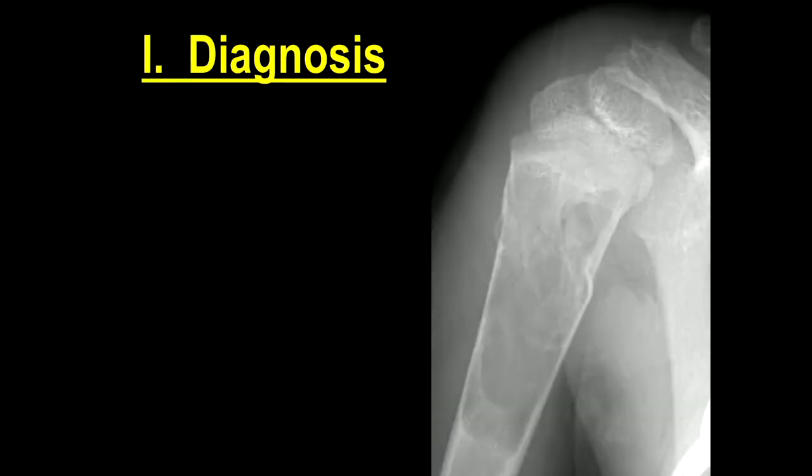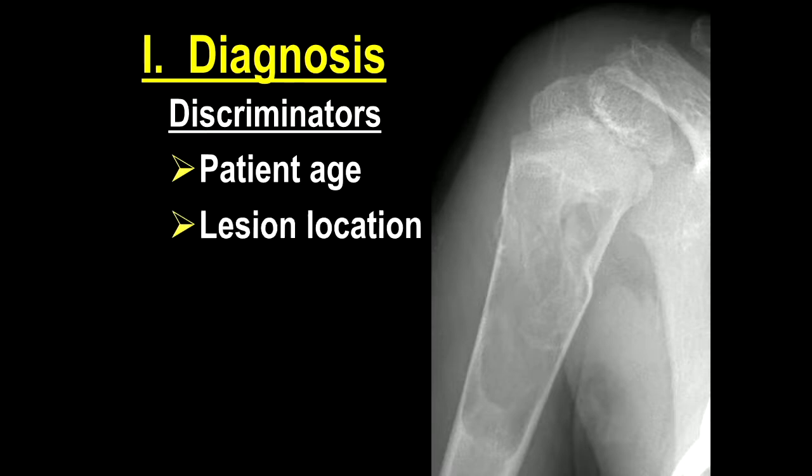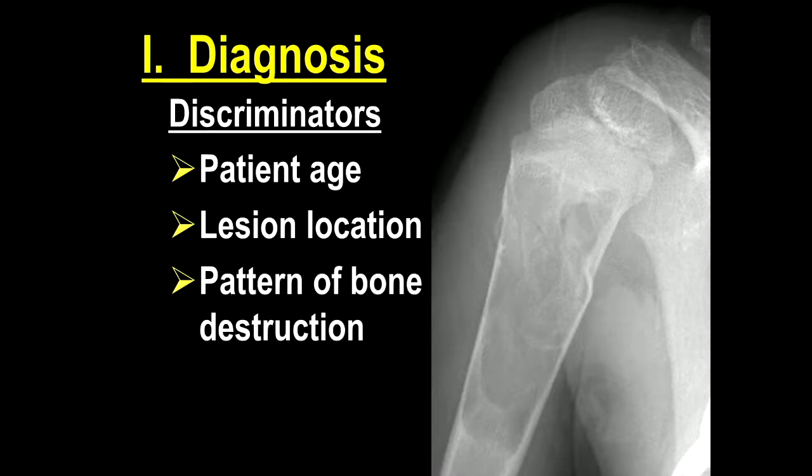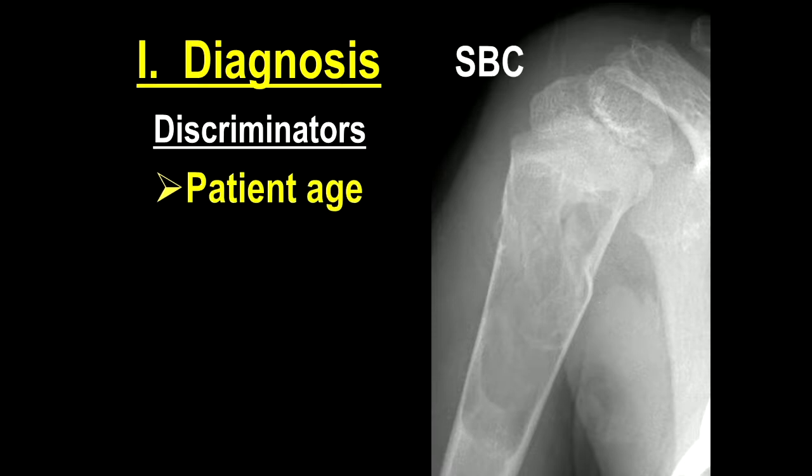Now, when it comes to diagnosis, it turns out that certain discriminators or findings can be helpful for us to go through a checklist. We start with patient age and lesion location as being 2 of the most important factors. We analyze the pattern of bone destruction. We look for a tumor matrix, and then we analyze the tumor extent. So first, let's start with patient age.